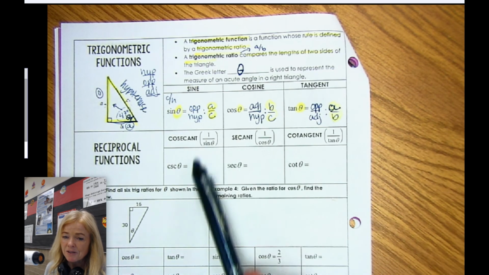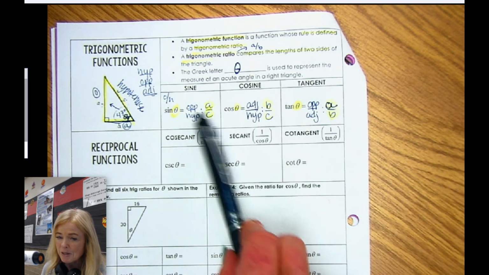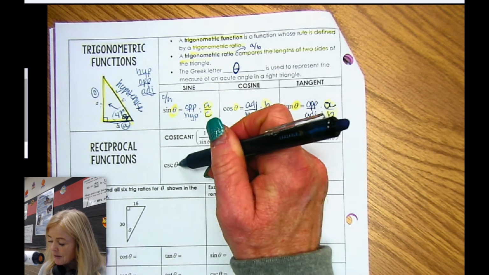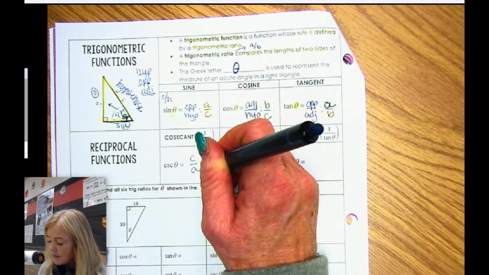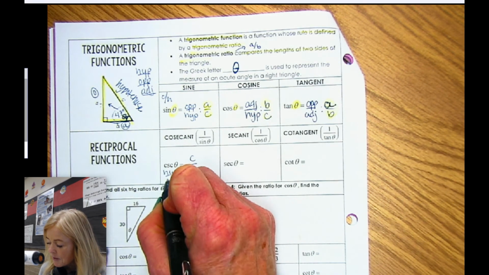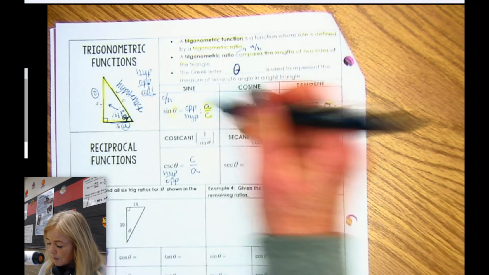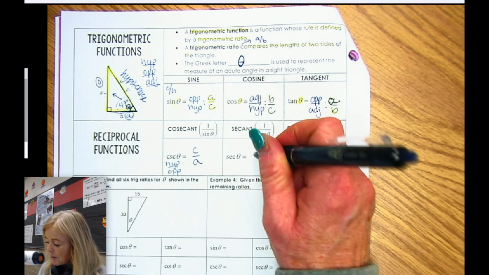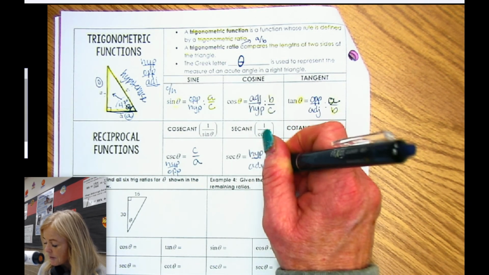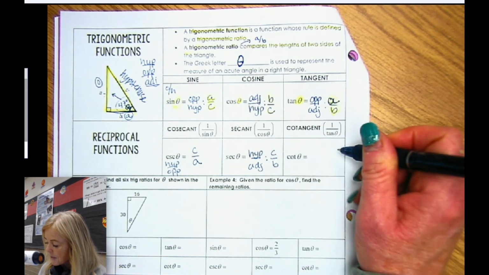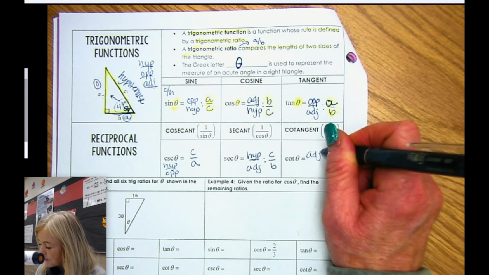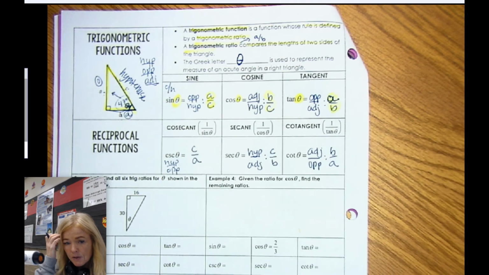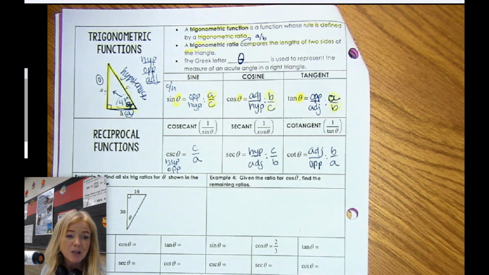Luckily, the cosecant, secant and cotangent are exactly the reciprocals, and they call them the reciprocal functions for that. So cosecant theta is just C over A, or you could say hypotenuse over opposite. Just flip them, reciprocate it. Secant is going to be the reciprocal, so hypotenuse over adjacent, which is C over B, and then cotangent is the adjacent over the opposite, which is B over A. And those are all the reciprocal functions and the trigonometric functions.